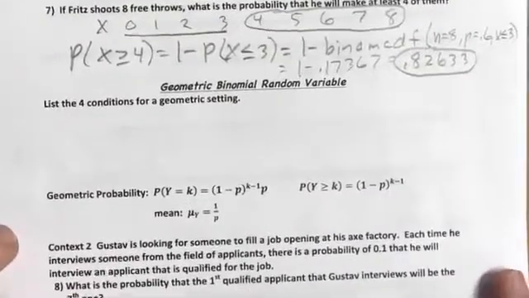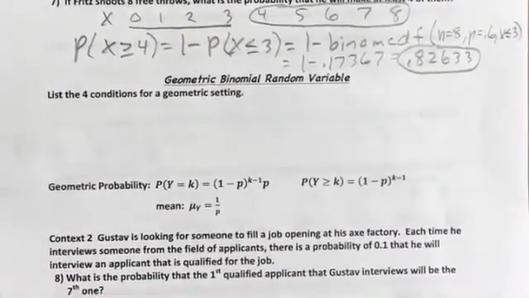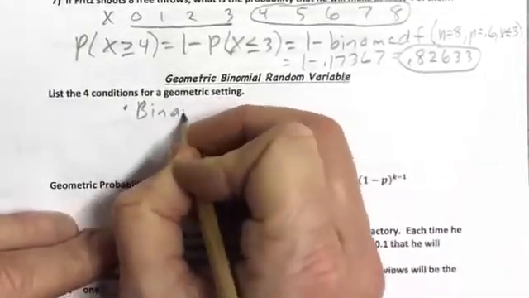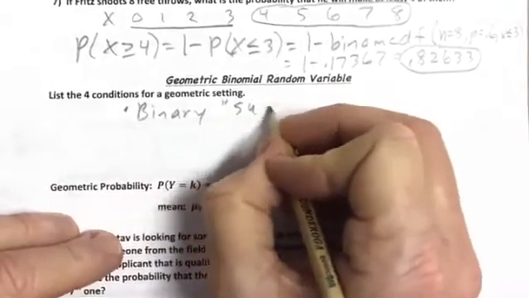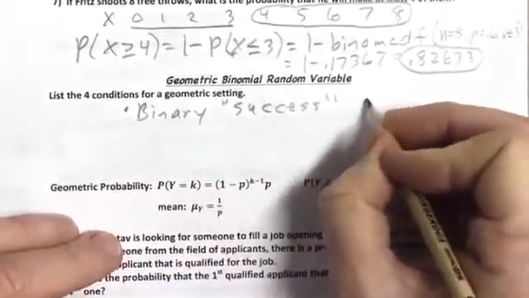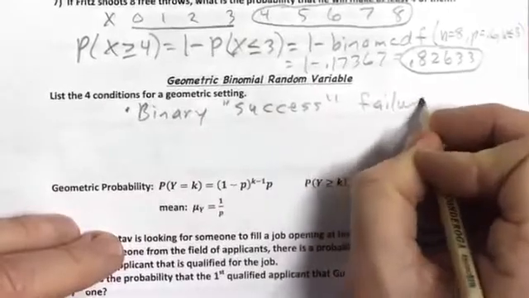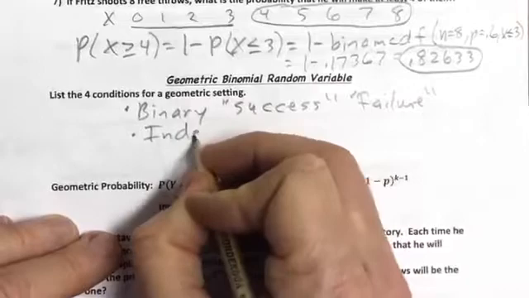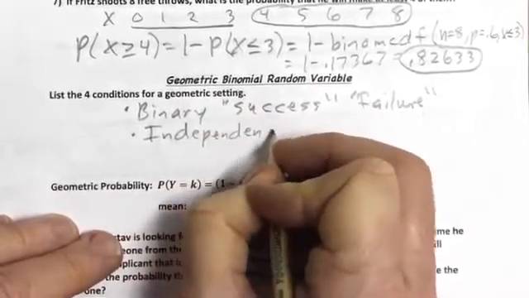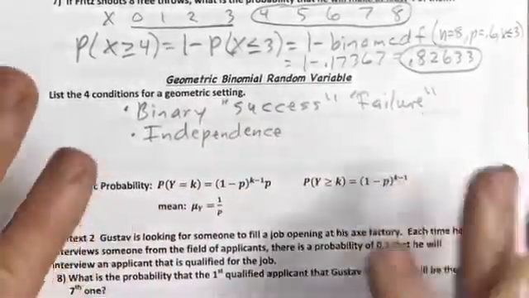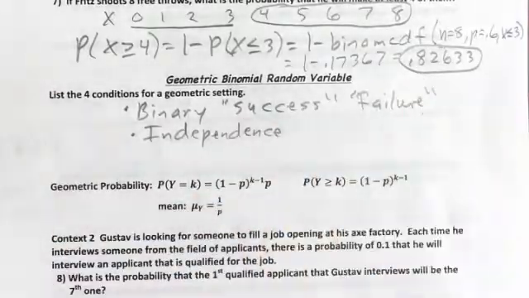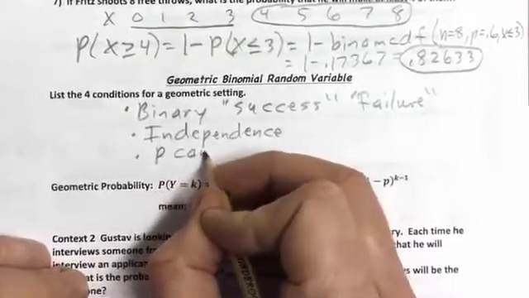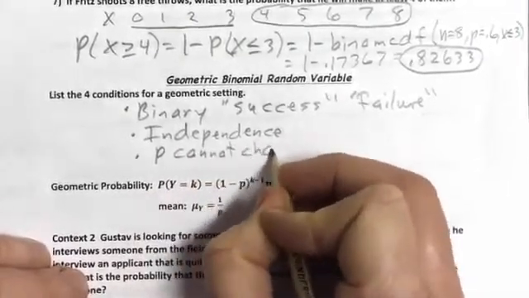Then our other situation that we have is a geometric situation. Now, geometric is very similar. It is also a binary situation. It also has to have a success and failure, just two options defined in the problem. You can't have three or more options for your outcomes. All right, we'll also have to have independence. In other words, the trials cannot influence each other in any way. The outcome of one trial cannot influence the probability of another trial. Our P has to stay the same.